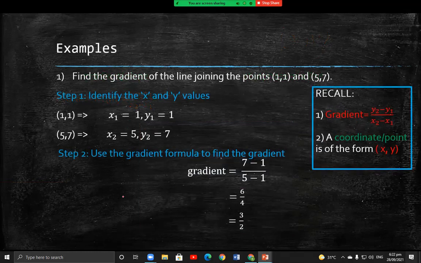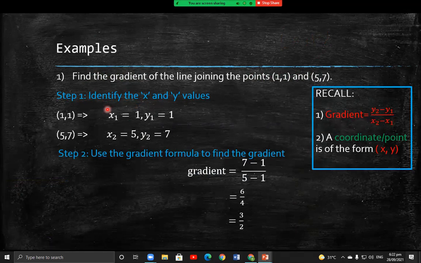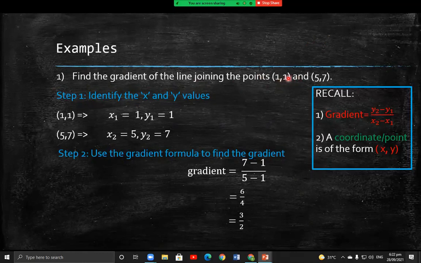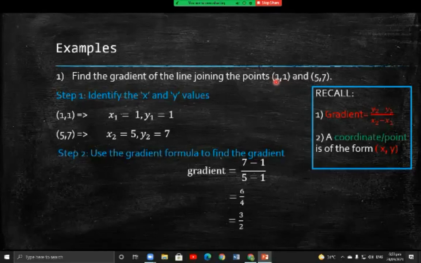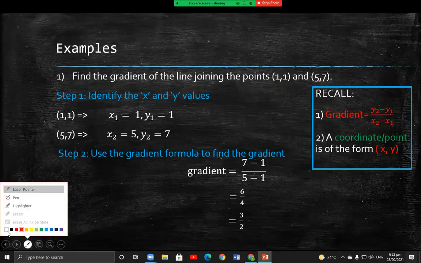When you're looking at questions, this is usually how the question might come. They might tell you to find the gradient joining points 1, 1, and 5, 7. This is just an example. They might give you 2 points. In this case, the first point is 1, 1, so my x value is 1, my y value is 1. For the next point, my x value is 5, my y value is 7.